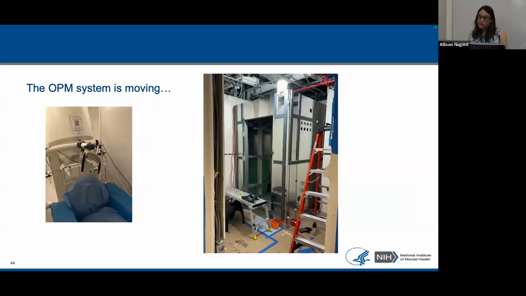Our OPM system is moving. Fortunately, it will no longer be sharing a room with our primary MEG instrument. Instead, it will have its very own compact shielded room, which is being built right now and should be finished on Tuesday. This will greatly accelerate our research with this device, and it also means that we're going to be able to start opening up use of the OPM array to other users at the NIH, which we're very excited about.